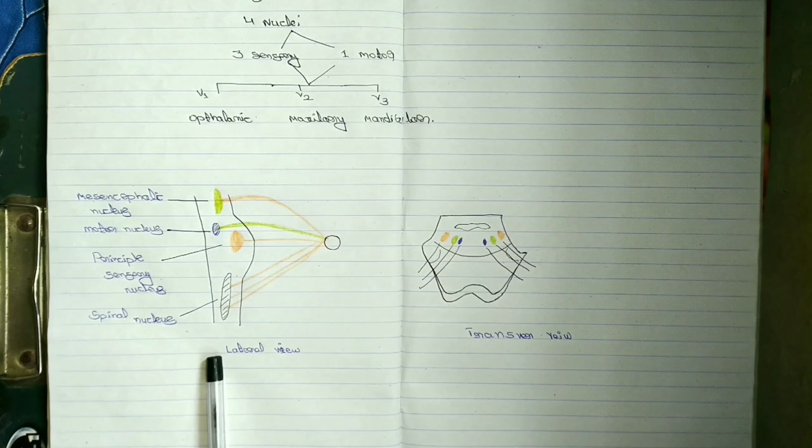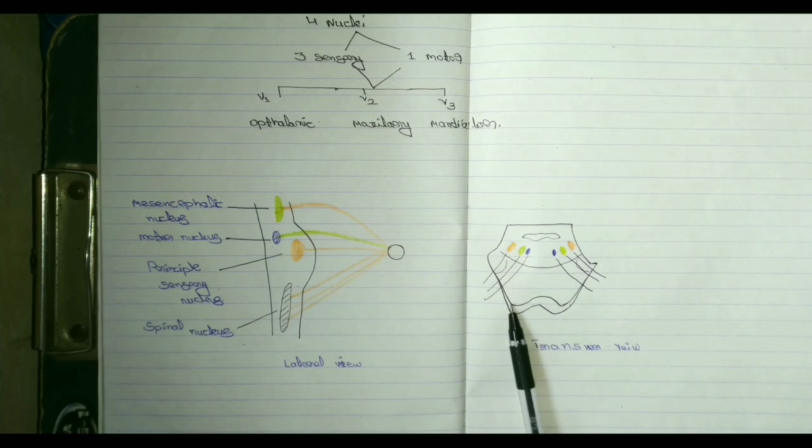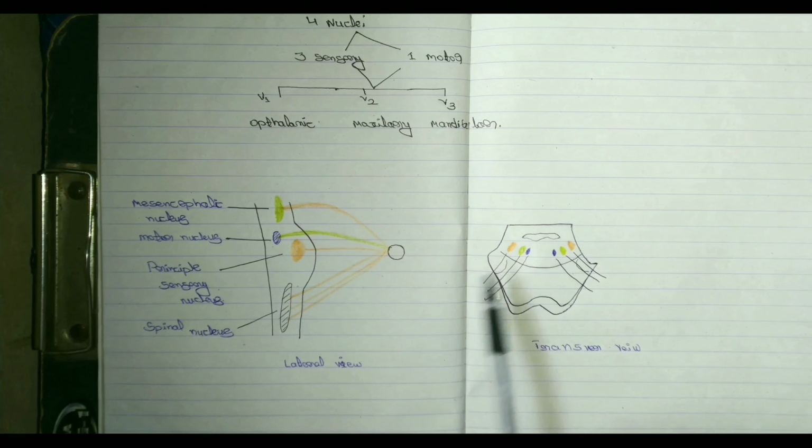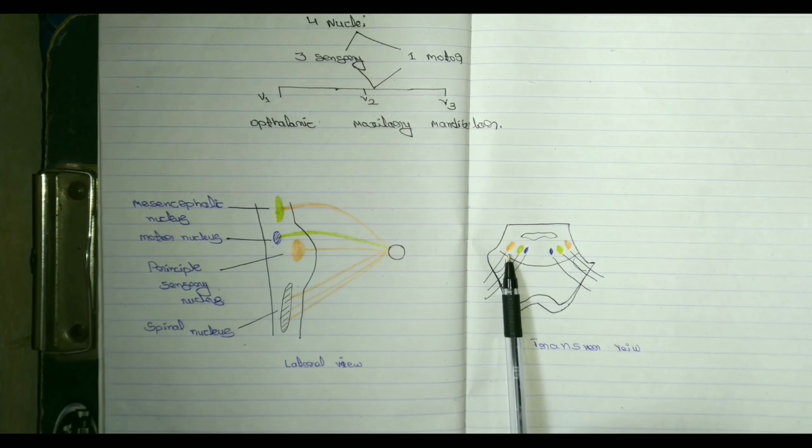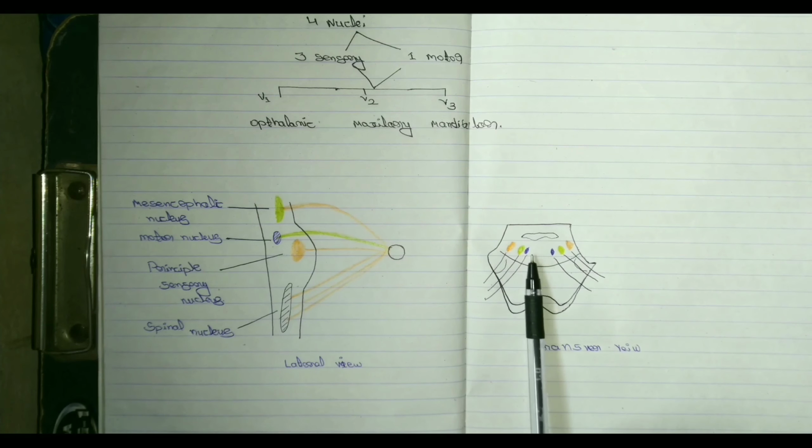This is the lateral view. This is a transverse section at the level of the pons. This is the principal sensory nucleus, this middle one is the mesencephalic nucleus, and this one is the motor nucleus. The spinal nucleus is not seen because it is a transverse section at the pons.